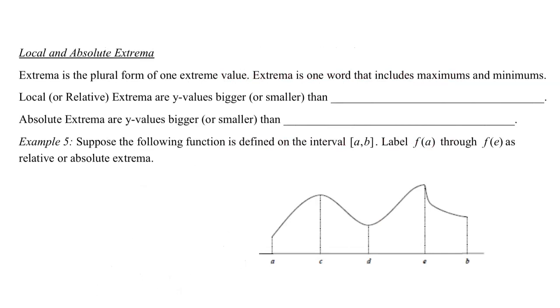Okay, when we discuss local and absolute extrema, we have to define what these words mean, and this is one of the more technical things that we'll talk about. But extrema is just the plural form of extreme value. Think about what extreme means: high and low, right? If I'm extreme, I'm either on one end or the other, either really high or really low. So that word extreme, or extrema, the plural version, just means maximums and minimums of a graph.